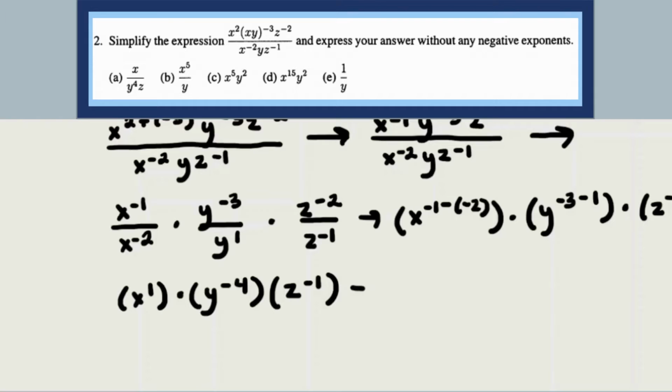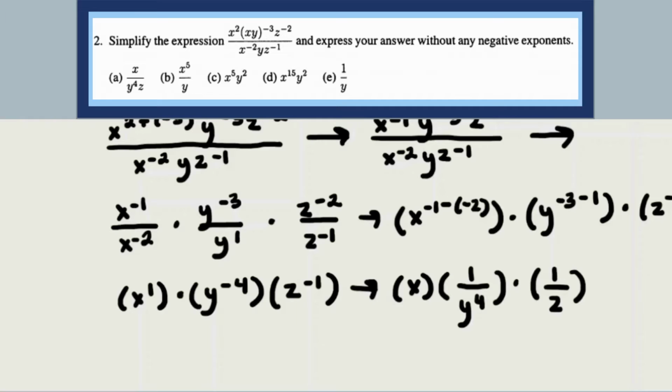So what we're going to do is rewrite this again. Remember, x to the 1 is the same thing as saying x, but we have y to the negative 4, and we can rewrite that to become 1 all over y to the 4th. And then we have times z to the negative 1. Once again, we can rewrite that to become 1 all over z.